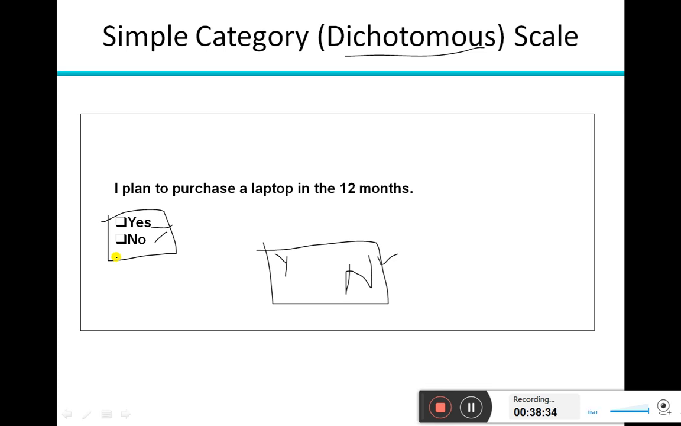Are you happy with the organization system? Yes or no? For example, are you happy, let's suppose, with purchasing from the online system of ABC company? Yes or no? Are you happy with your salary? Yes or no? So whenever the responses only contain yes and no, such a scale is known as a dichotomous scale.